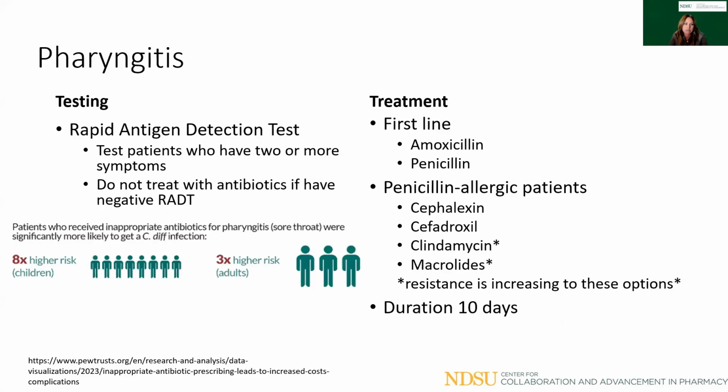Testing would be a rapid antigen detection test. We usually test patients that have 2 or more symptoms. And if they test negative, we don't treat. They have to have a positive culture or test to treat. Treatment, again, here is amoxicillin or penicillin. And then if they're allergic, we can use cephalosporin, clindamycin, and macrolides are listed as options, but there has been increasing resistance to those. And normally duration would be 10 days.